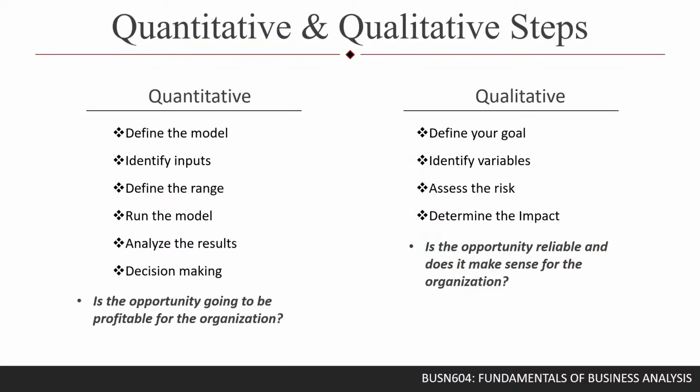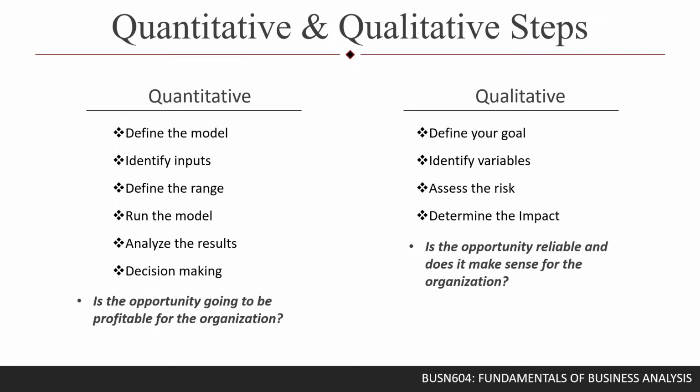When we're looking at different variables, we're looking at quantitative and qualitative. The quantitative steps look like defining the model, identifying inputs, defining the range, running the model, and then analyzing the results. After analyzing the results, you'll be able to decide whether or not you can make a decision. A good question I look at here is: is the opportunity going to be profitable for the organization?